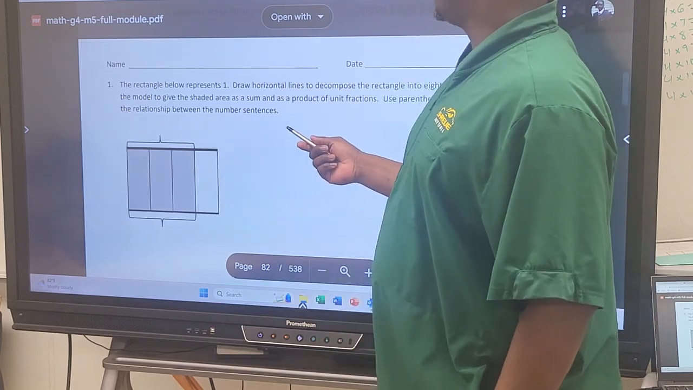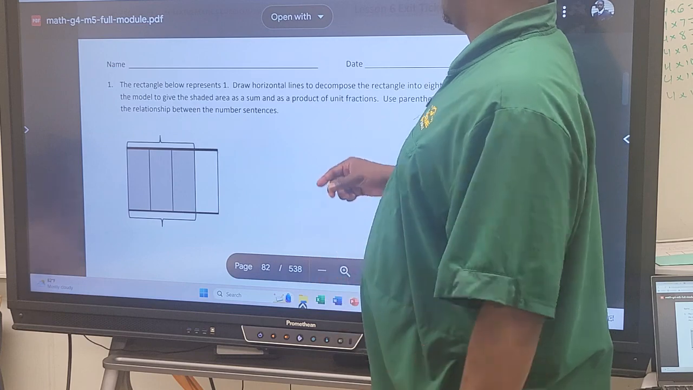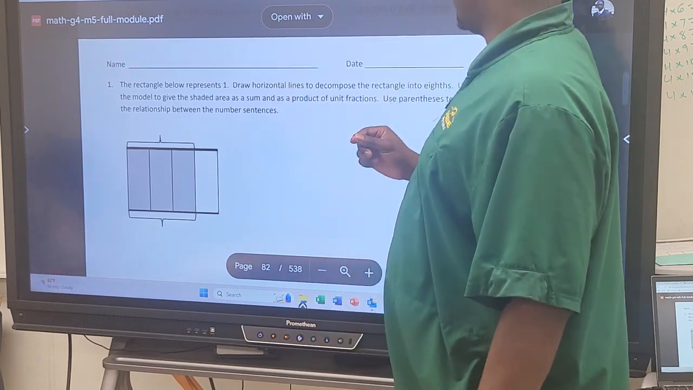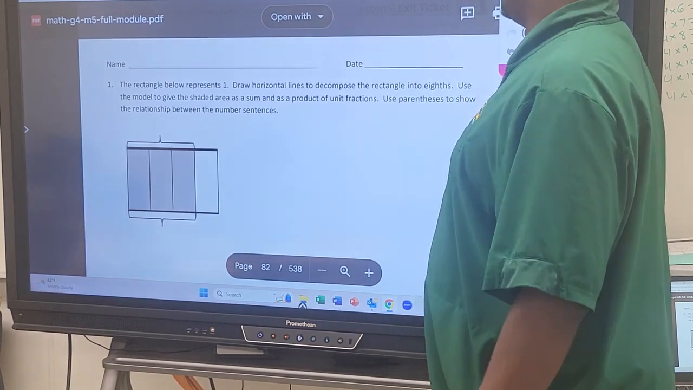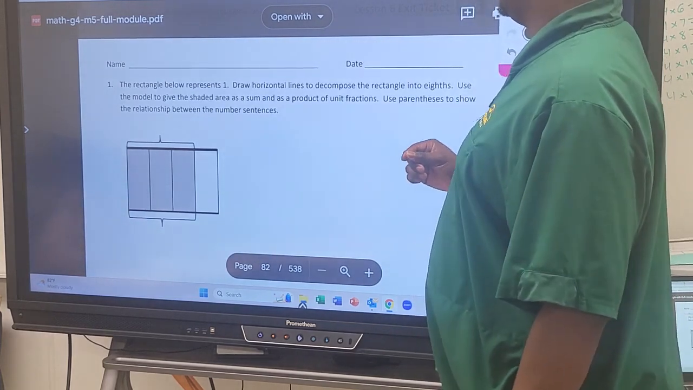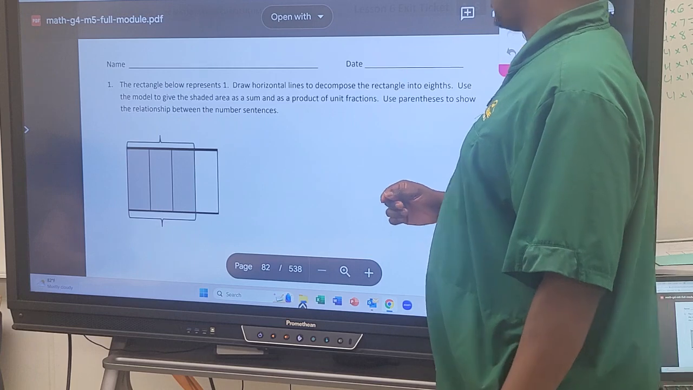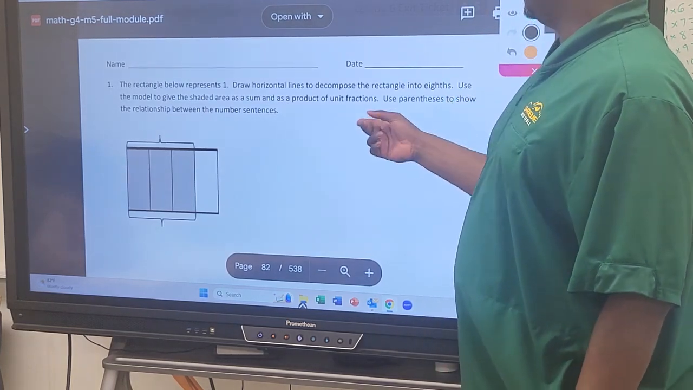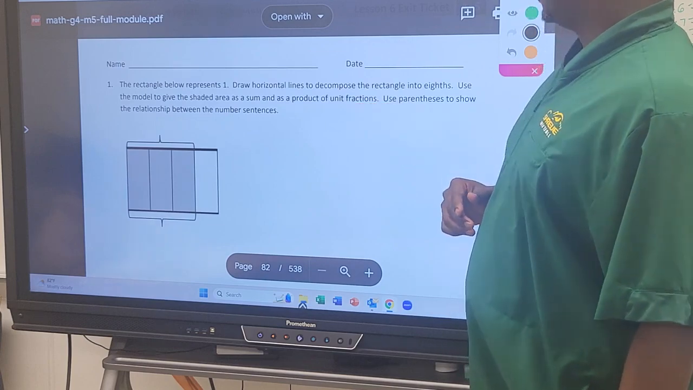The rectangle below represents 1. Draw horizontal lines to decompose the rectangle into 8s. Use the model to give the shaded area as a sum of the product of the unit fraction. Use parentheses to show the relationship between the number sentences.